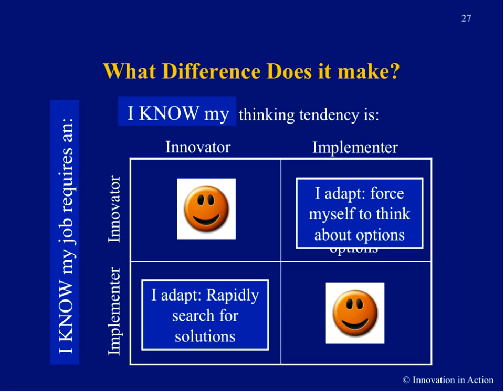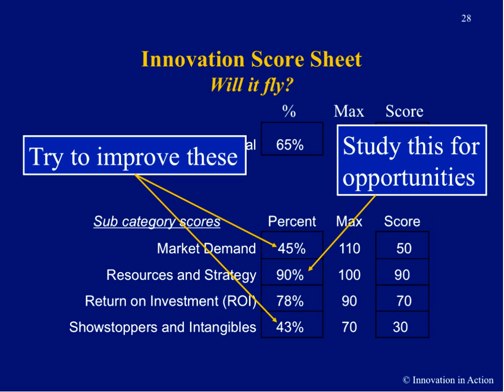I need to force myself to think about alternatives. Or what if I know my job requires implementation, and yet I think more like an innovator? Again, I need to adapt. So who are you? How do you naturally think? What are your tendencies? And can you adjust? We want you to be the best you can be for your new employer, so know your job requirements, know your thinking tendencies, and adapt accordingly.